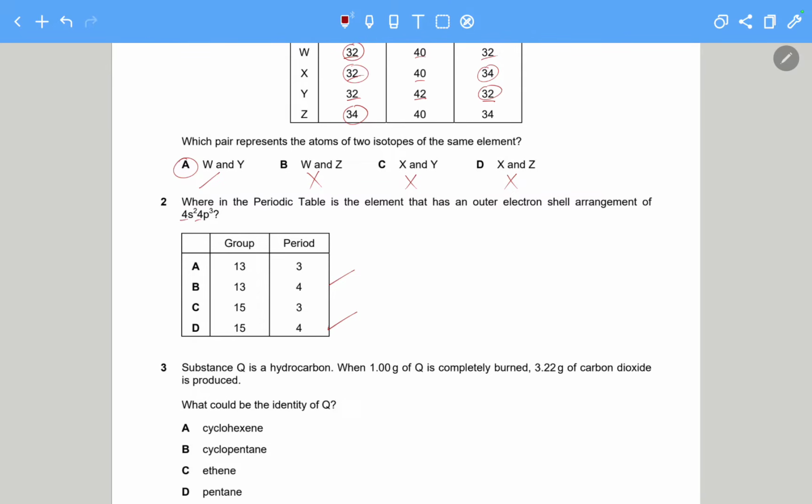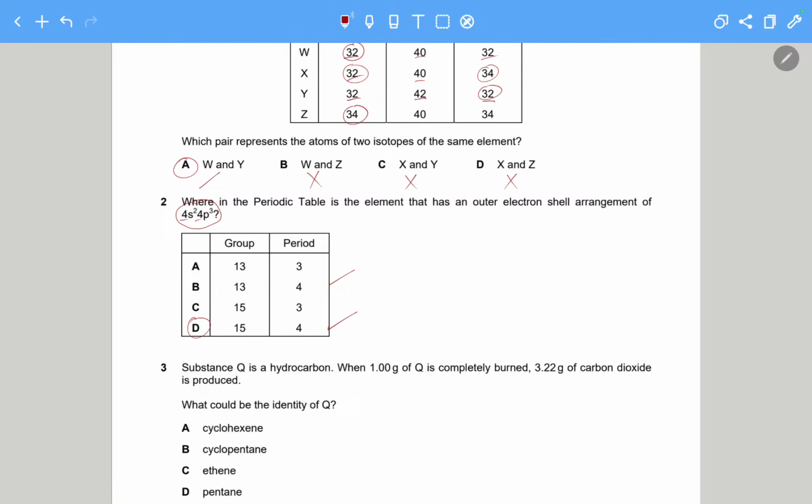Now group 13 and group 15. Now if you remember nitrogen, this electron shell arrangement looks very similar to that of nitrogen, and therefore we know that it has to be something in group 15, because only group 15 elements will have this electronic configuration, and therefore the answer has to be D.